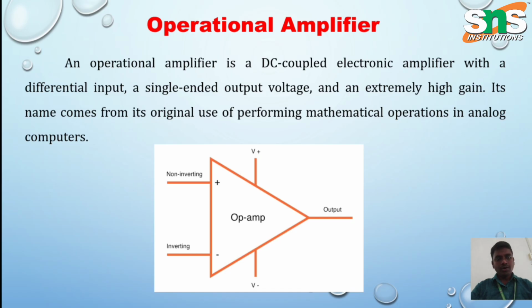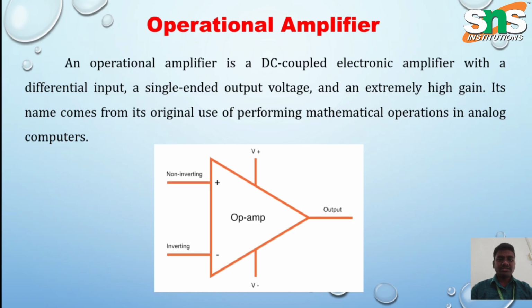By using a lower input, we can build and amplify the maximum output. Its name comes from its original use of performing mathematical operations in analog computers. So this is the operational amplifier, and this is the symbol of the operational amplifier.